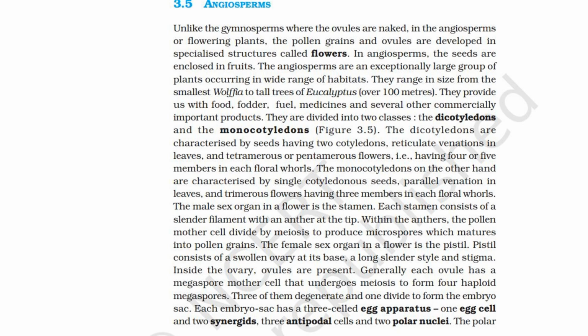The male sex organ in a flower is the stamen. Each stamen consists of a slender filament with an anther at the tip. Within the anthers, the pollen mother cells divide by meiosis to produce microspores, which mature into pollen grains.